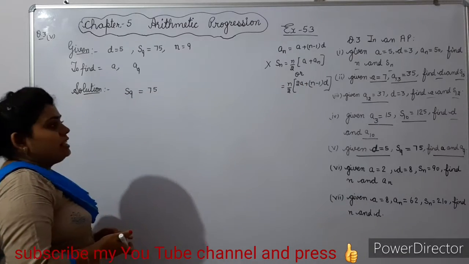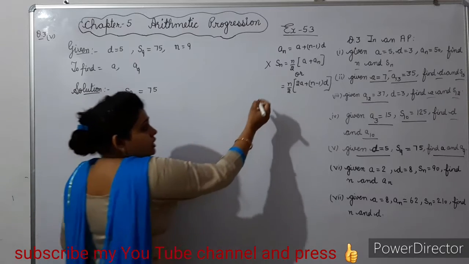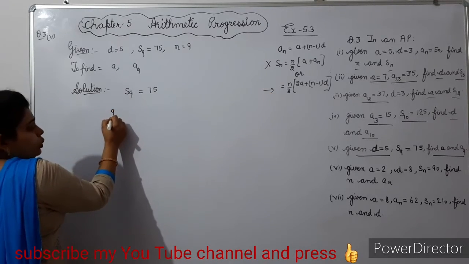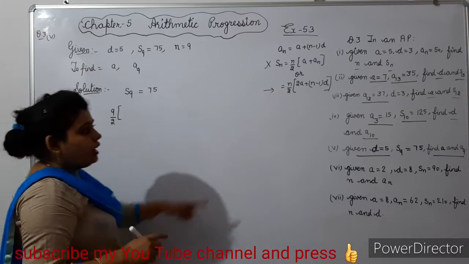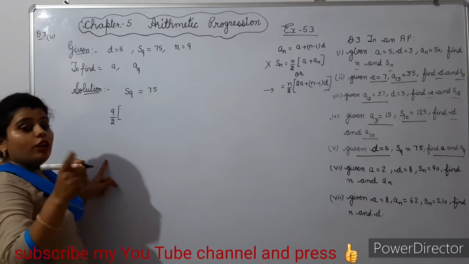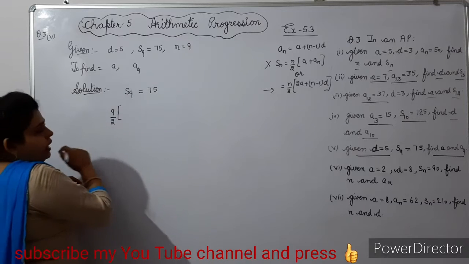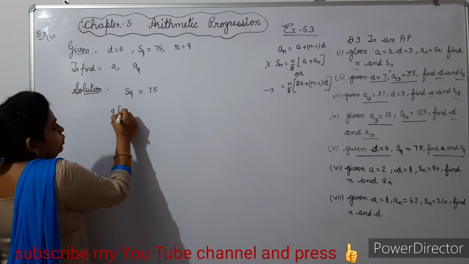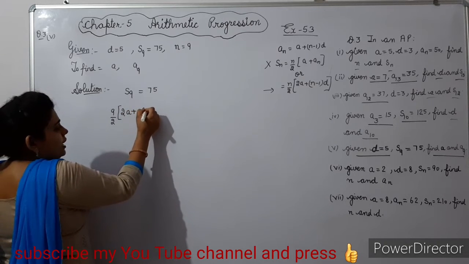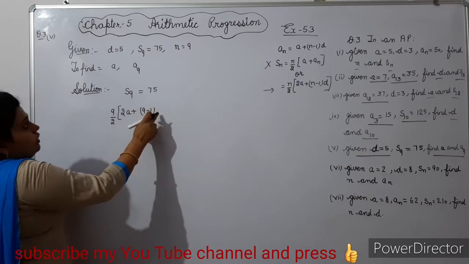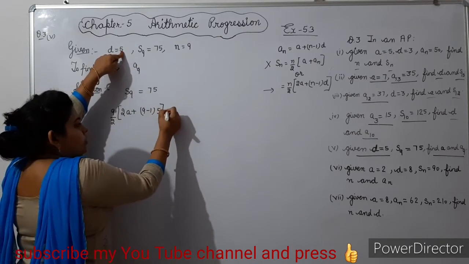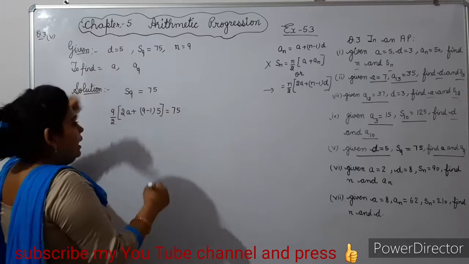Means यहाँ से easily हम A की वैल्यू फाइंड आउट कर सकते हैं. So S9 is equal to 75. Using this formula, what we will get? 9 by 2. Simply I am putting the value of N. Firstly, I am putting the value of N only. N by 2 means 9 by 2, 2A, A we have to find, plus N means 9 minus 1. Now D. What is the value of D? 5. Simply I am putting the values in this formula.